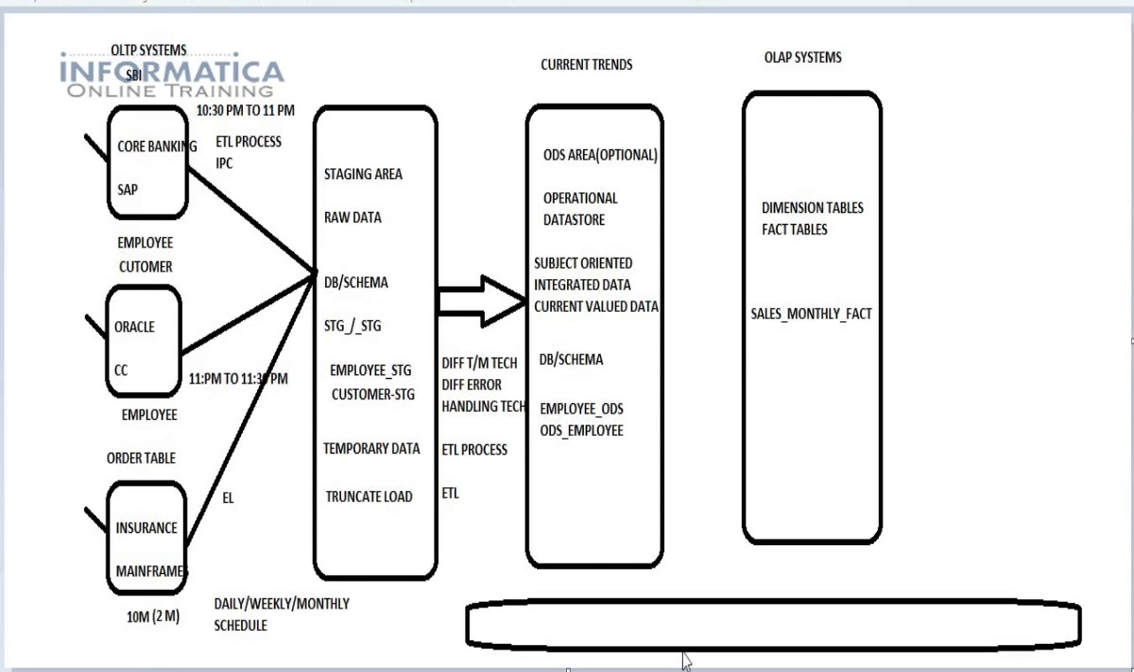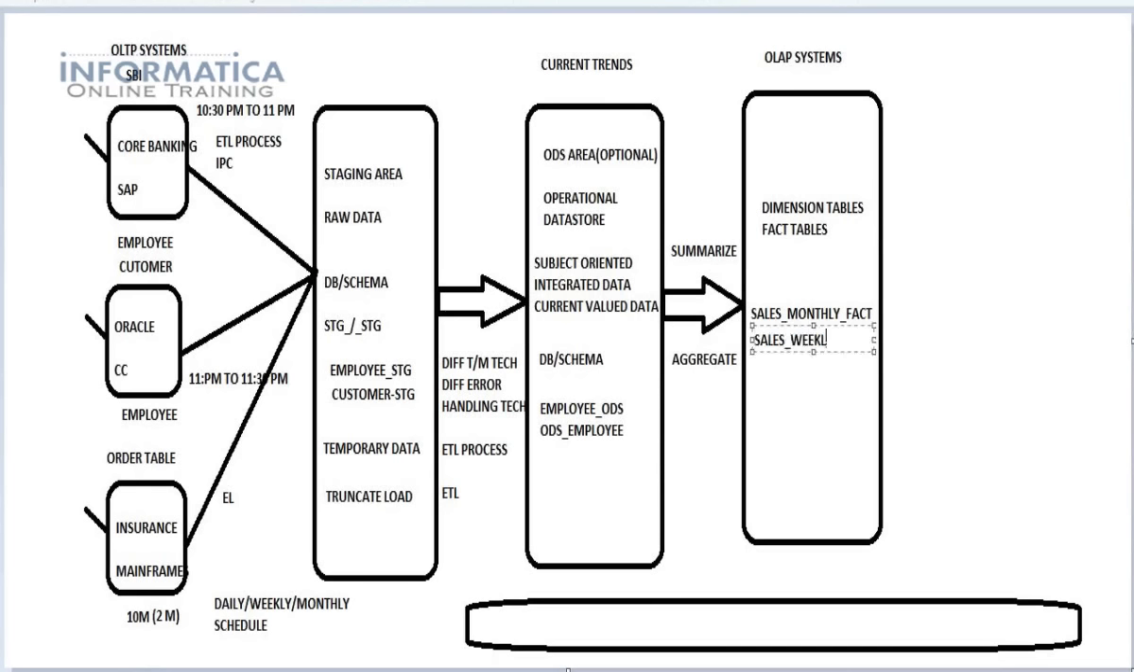So to understand the current trends, only by using the ODS layer can you do that. From the ODS layer you are going to summarize and aggregate the information and load it into the tables in the OLAP system. What are the tables in the OLAP system? One is the dimension table, another is the fact table. So you have the data summarized at different levels.